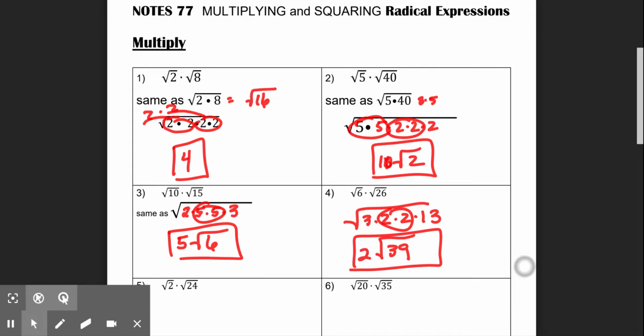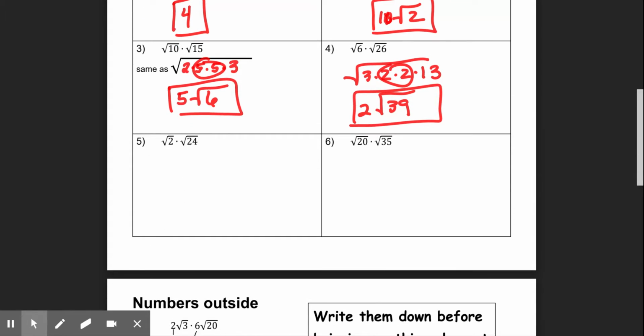It's almost easier, I think, than adding and subtracting. Square root of 2 times the square root of 24. So here's my 2. And then 24, I'm going to use 8 and 3 because I know that 8 has three 2's. And then you have your 3. So here's a pair, here's a pair. So 2 times 2 is 4 square roots of 3.